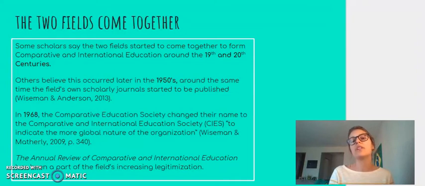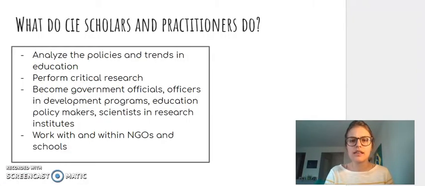Additionally, an annual review of the field has been part of the field's increasing legitimization. Wiseman and Anderson 2013 make the case that annual review is necessary for scholars and practitioners of the field to discuss common goals and to determine whether the field is meeting those goals. In fact, it's vital for the professionalization of the field. So now that you know the basics about the field, what do CIE scholars and practitioners do?